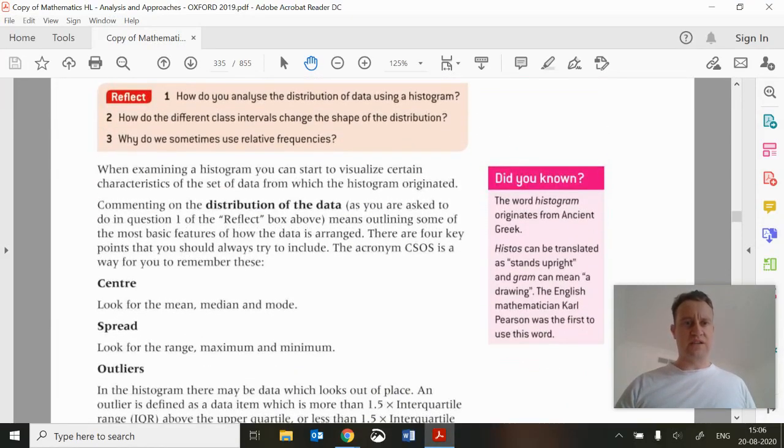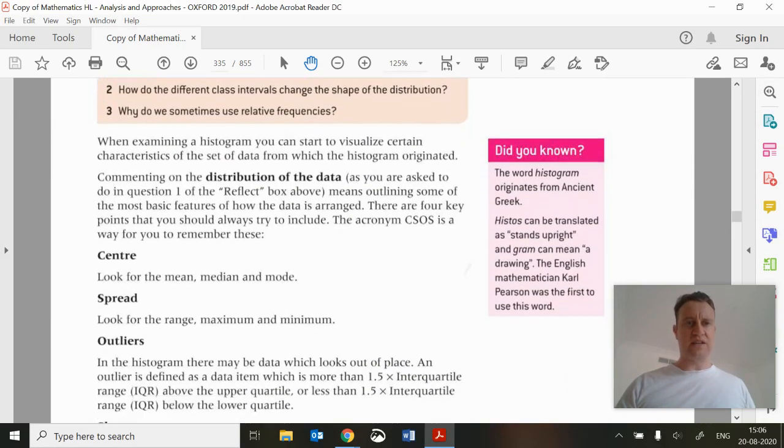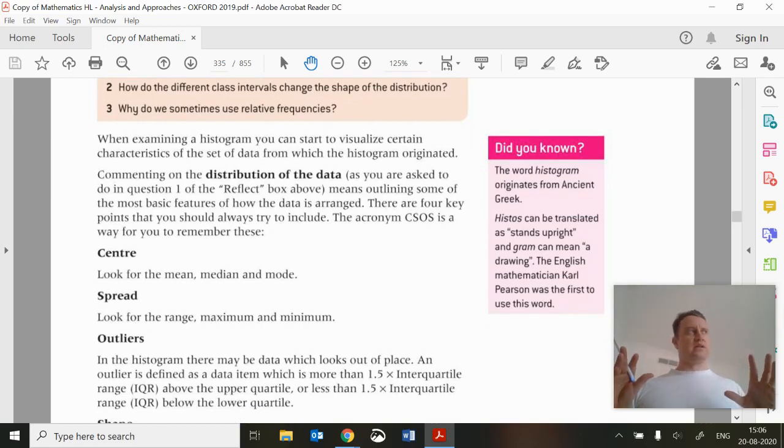We've just done 5C, we're about to work on 5D, and 5D is all about analyzing histograms. So it's comparing histograms, drawing histograms in different ways, reorganizing the data a bit, looking at the distributions from histograms, and looking at relative frequency towards the end as well.